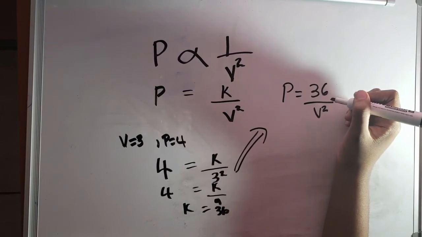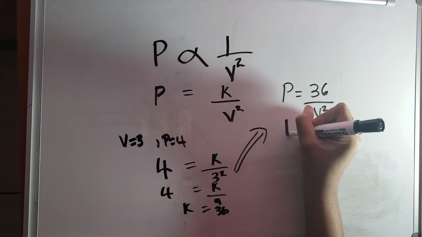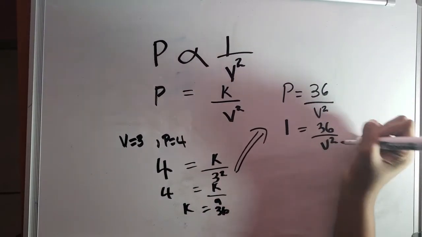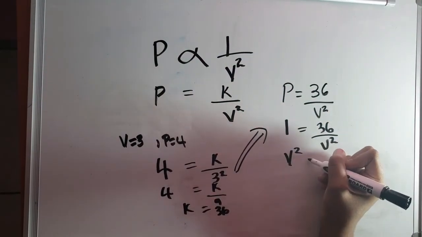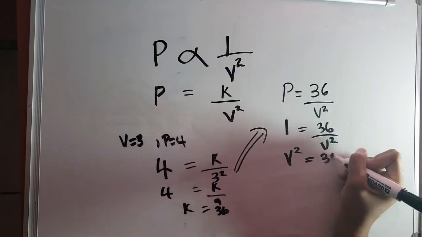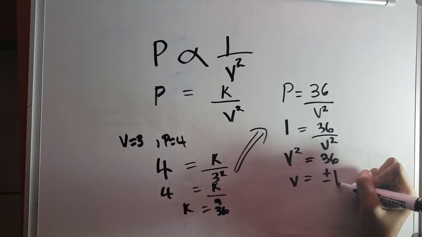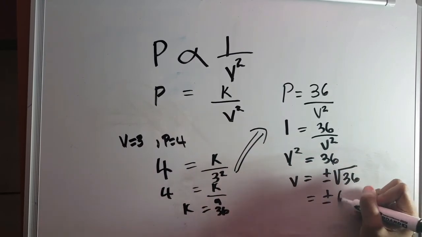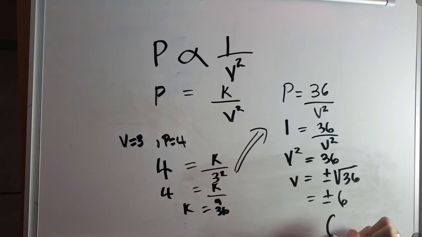So we want the positive value of V when P is equal to 1. So when P is equal to 1, we have 1 equals 36 over V squared. Right? So this is V squared is equal to 36. V is equal to plus or minus the square root of 36. So it's equal to plus or minus 6. And it wants a positive value, so therefore the answer will just be 6.